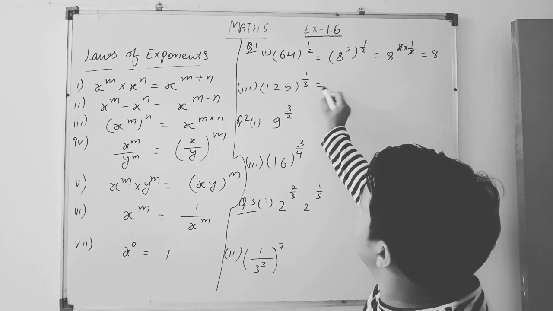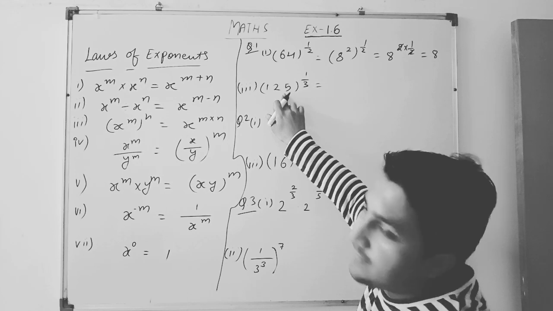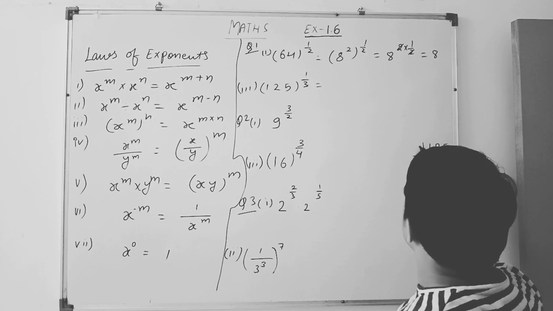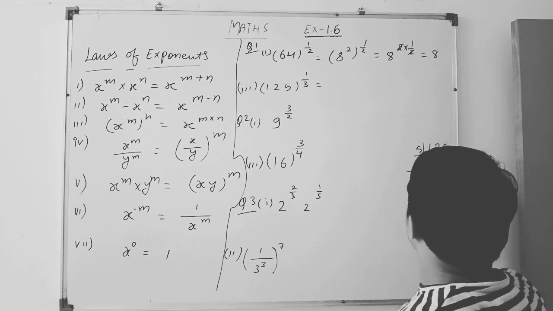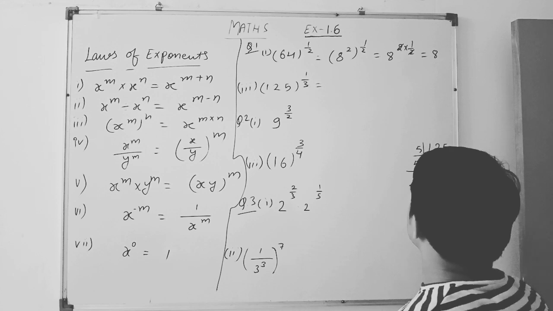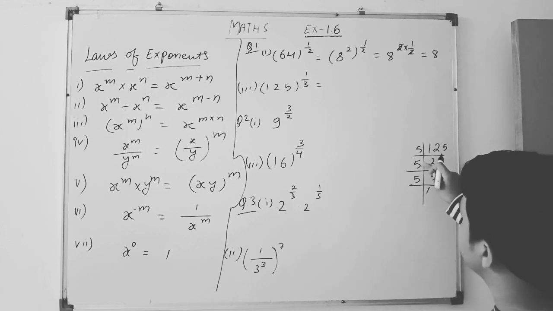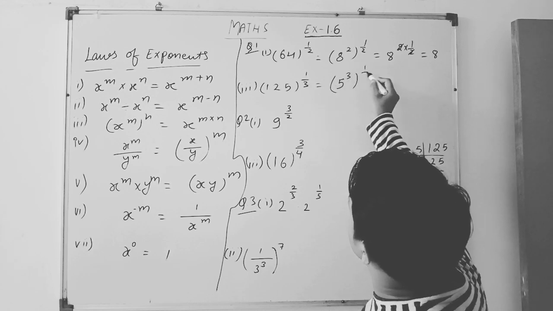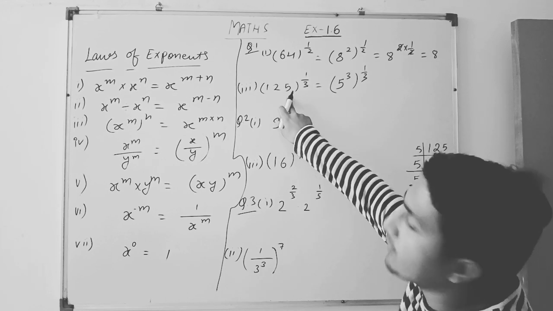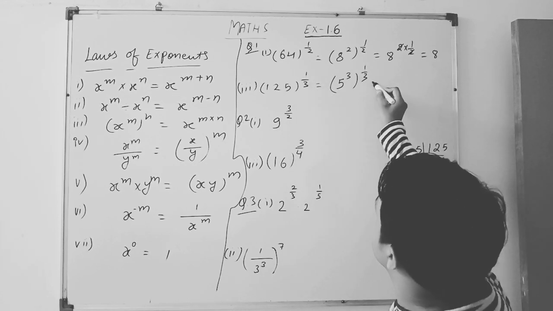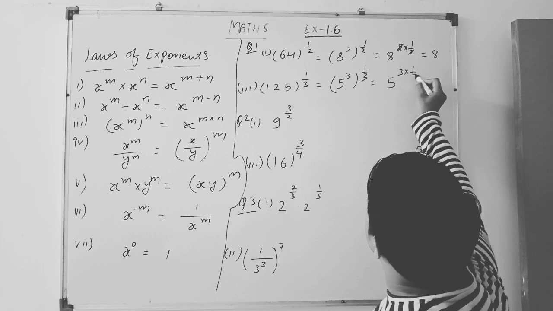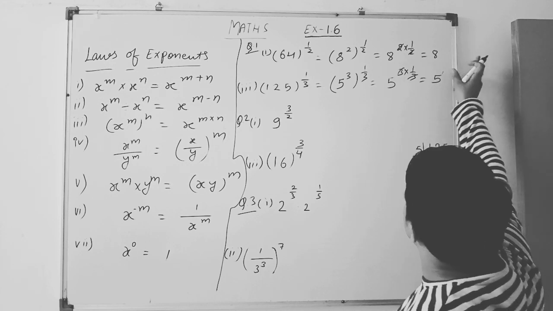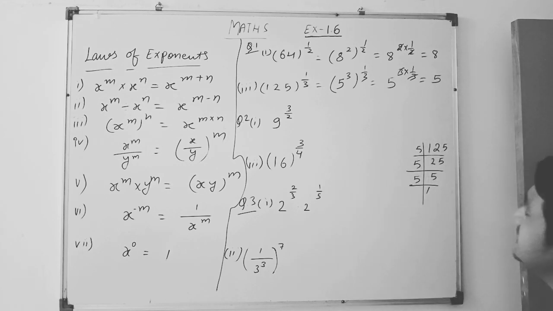Okay. Next question is 125 to the power 1 upon 3. When you prime factorize 125: 5 into 25, 5 fives are 25, again 5 ones are 5. It means 125 we can write as 5 to the power 3. So we will write 125 as 5 to the power 3 to the whole power 1 by 3. Now 5 to the power 3 into 1 upon 3. 3 and 3 are cancelled, so 5 to the power 1. It means we can write directly 5. So the answer is 5.